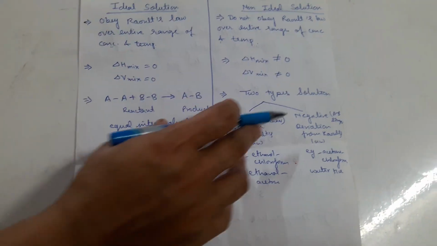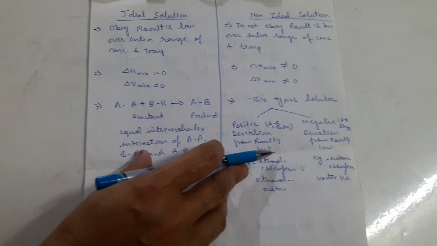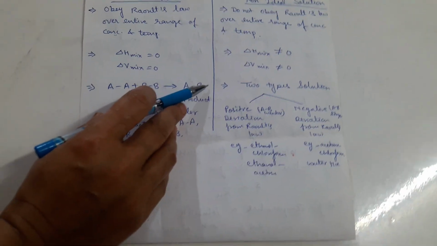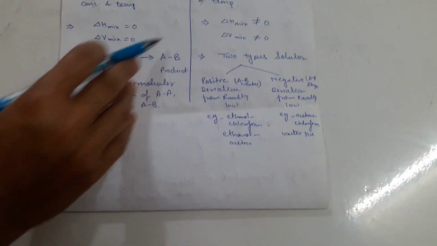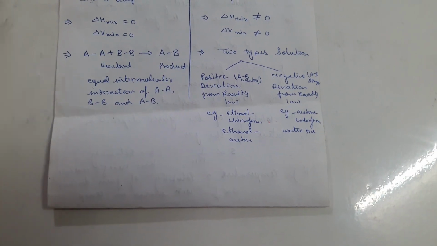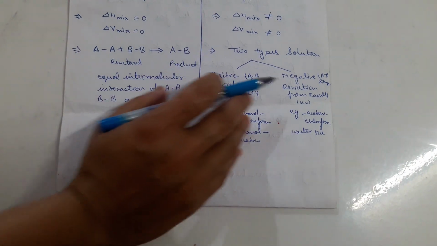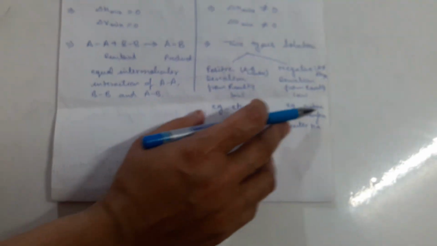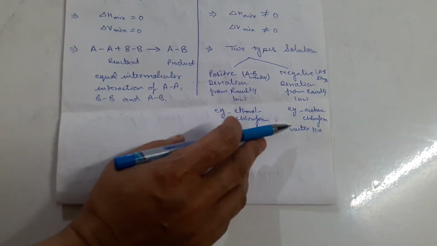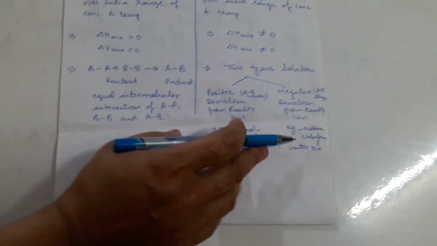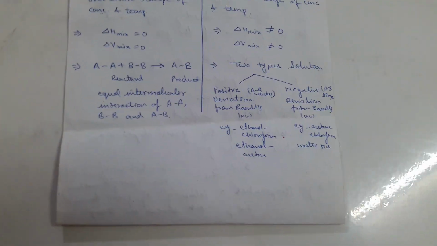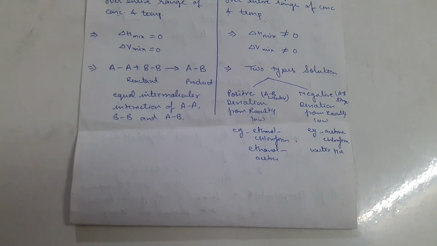But in the case of the negative deviation from Raoult's law, the A-B interaction, meaning the interaction between the product molecules, is stronger than the interaction between the reactant molecules. And the examples here are acetone-chloroform or the water-HCl solution, which are examples of non-ideal solution. Okay, I think you understand.